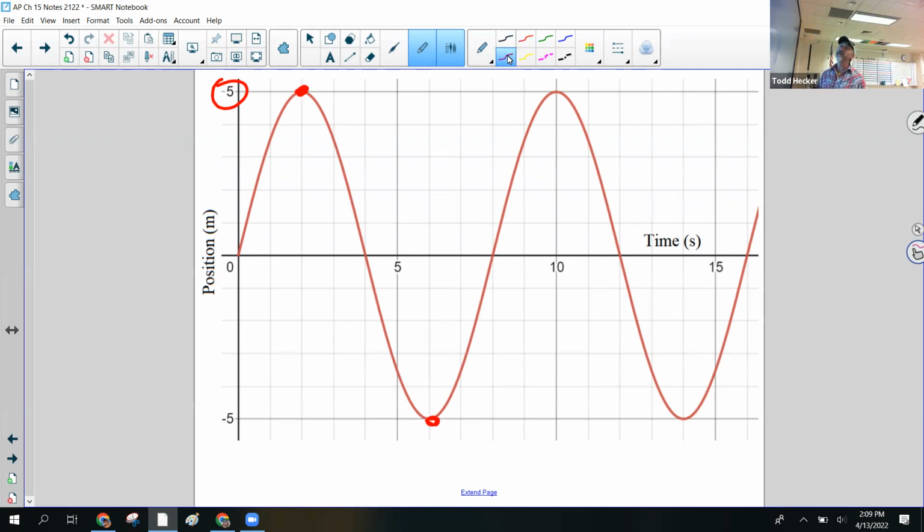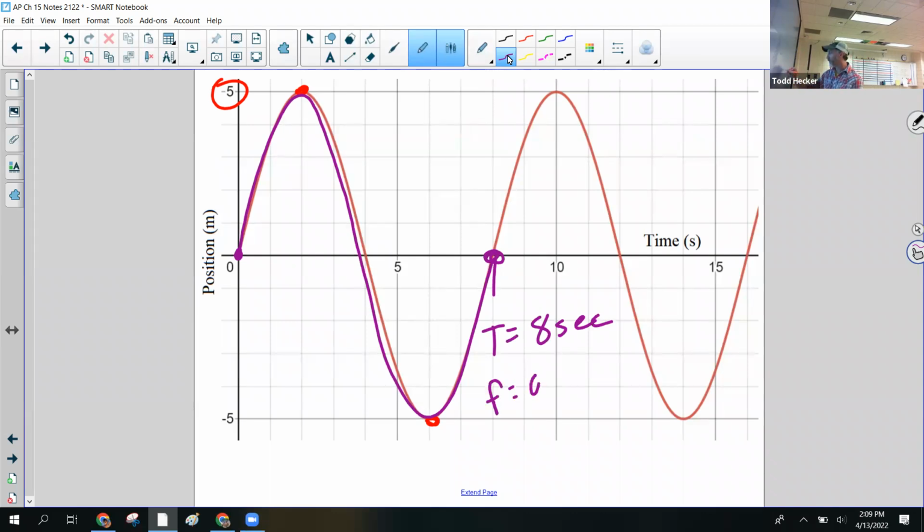And hopefully from your math class, you remember that the period of a sine or a cosine wave is, just like in physics, the time to complete one motion. So my period here is 8 seconds. If you want to make a note of it, your frequency is going to be 1/8, which is 0.125 hertz, right?